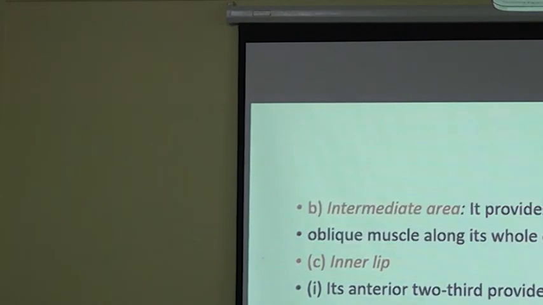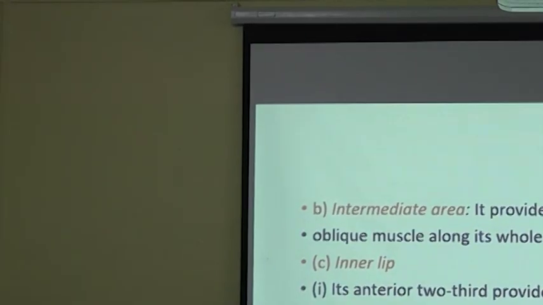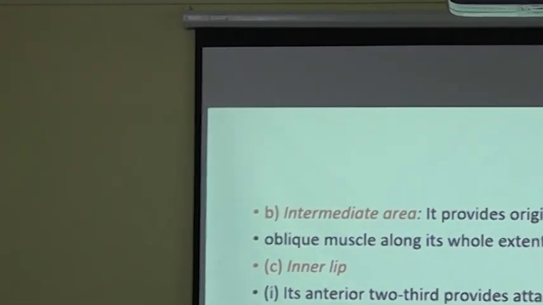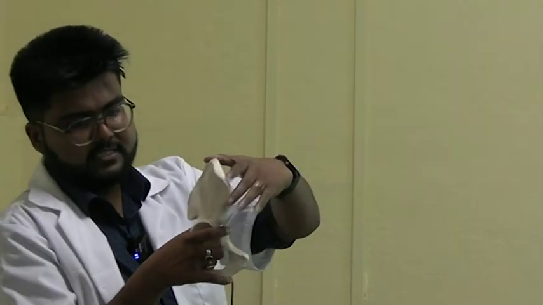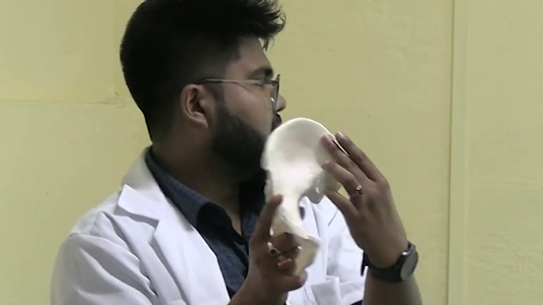This is the outer lip, and this is the intermediate lip. Here the internal oblique muscle is attached in the intermediate lip. Another is the inner lip. This inner lip is also divided into two parts: anterior two-thirds and posterior one-third. In the anterior two-thirds, the transversus abdominis muscle is attached, and in the posterior one-third, the quadratus lumborum muscle is attached.